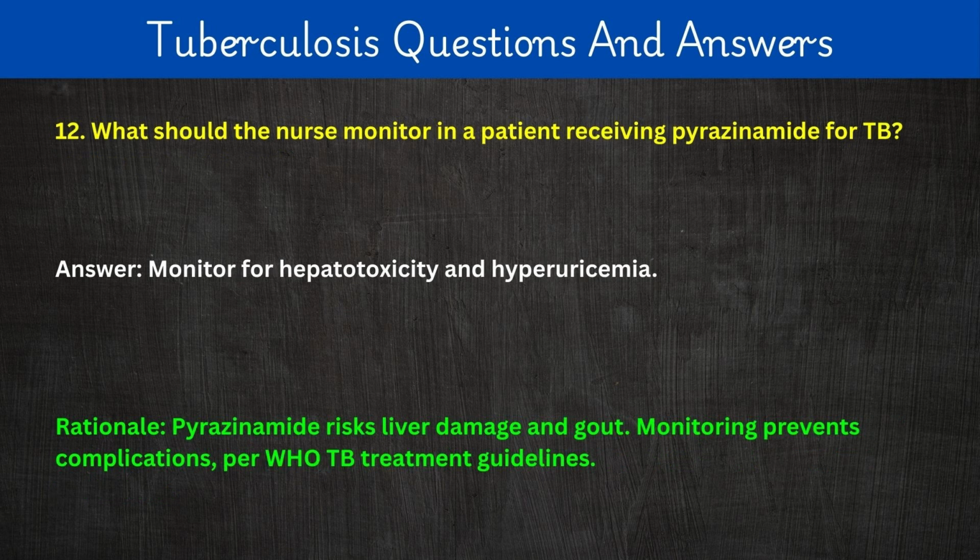12. What should the nurse monitor in a patient receiving pyrazinamide for TB? Answer. Monitor for hepatotoxicity and hyperuricemia. Rationale. Pyrazinamide risks liver damage and gout. Monitoring prevents complications, per WHO TB treatment guidelines.